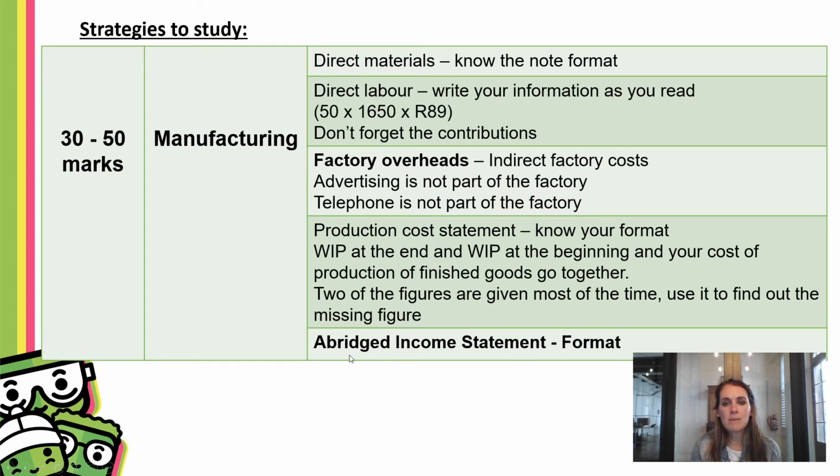And then obviously manufacturing, there's a production cost statement, and you need to know the format. They leave out blanks. You need to fill it in. Sometimes they even want you to work out an amount as a balancing figure. So work in progress at the end and work in progress at the beginning of the year, and the cost of production of finished goods normally go together. So you'll get two of them, and then one will be a missing figure.